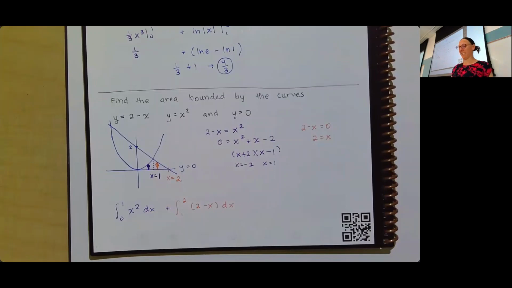There is a way to set this up to only have one integration, but it would require me taking my slices horizontally, going left to right, and doing it as a dy. And I don't want to. I think this is easier than doing the work to switch this around to be a dy. Depending on the problem, I may make a different choice.